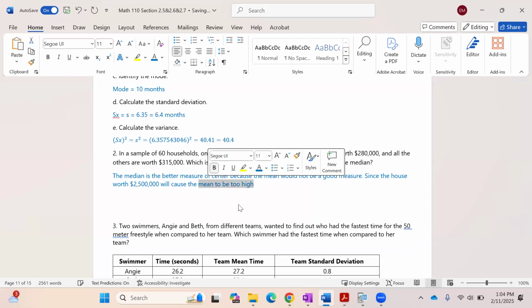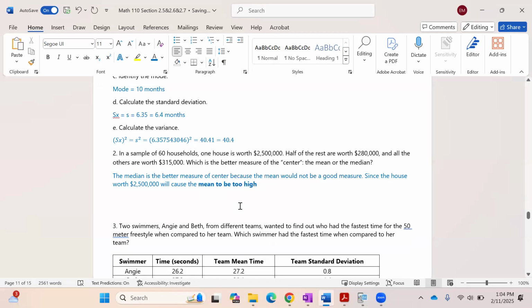So I'm going to bold that part because that's what is happening to the data. The $2 million house is making the mean too high because we're adding that in when we do our calculations, as opposed to the median, where the median isn't a calculation, it's just the center of your data. Okay, so that's for number 2.